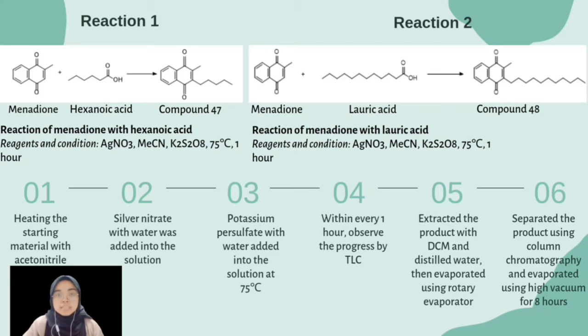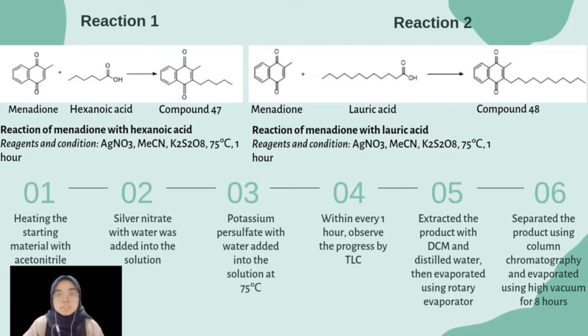So for the steps that have been done in the reactions, firstly, the starting material, which is menadione, and hexanoic acid or lauric acid, were dissolved in acetonitrile. Then a mixture of silver nitrate in distilled water was added to the solution. The temperature was then raised to 75 Celsius and a solution of potassium persulfate in distilled water was slowly dripped into the mixture over several minutes.